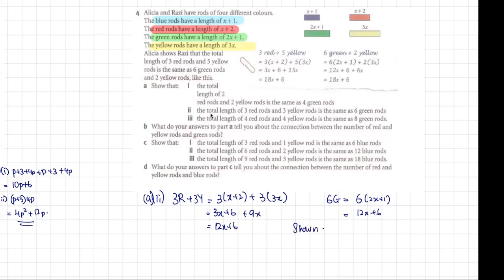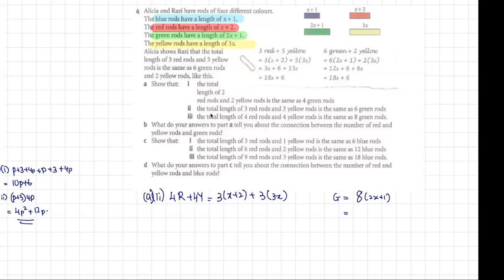Okay, so we're going to do the same thing for the next one. Well, let me just erase a little bit less, because we have the same thing here. Let's try, it says 4 red, 4 yellow. And then it's equals to 8 green. So it's going to be 4, 4. 4x plus 8 plus 12x is equals to 16x plus 8. Same thing here, 16x plus 8. Shown.